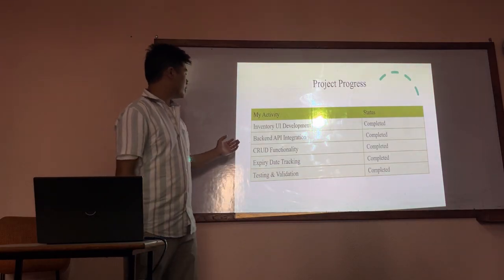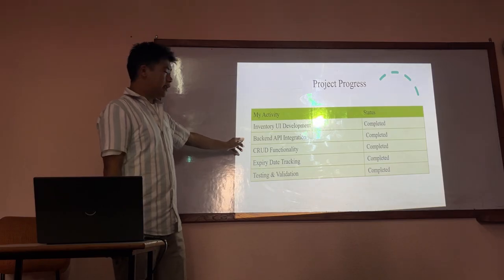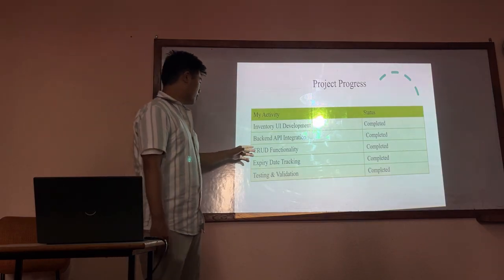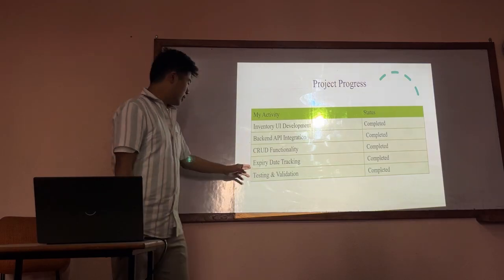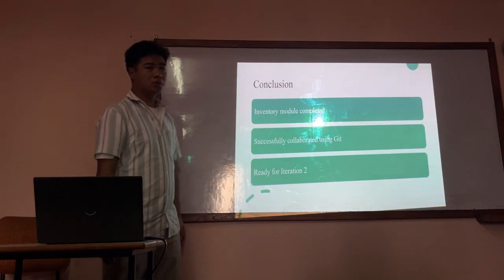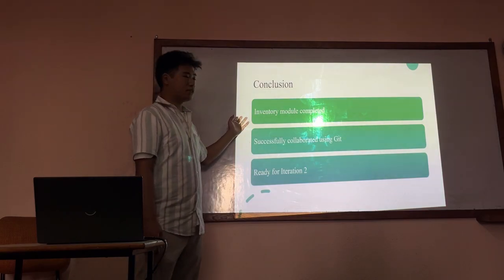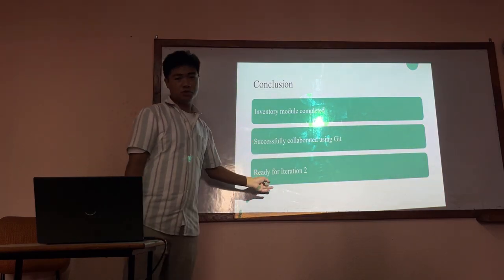For the project progress, my activities are as follows. Inventory UI development has been completed, and the backend API integration has also been completed. The code functionality is also completed. The expiry date tracking is also completed, and the testing and validation are also completed. In conclusion, we can see the inventory module has been completed successfully, with successful collaboration using Git, and is ready for iteration 2.